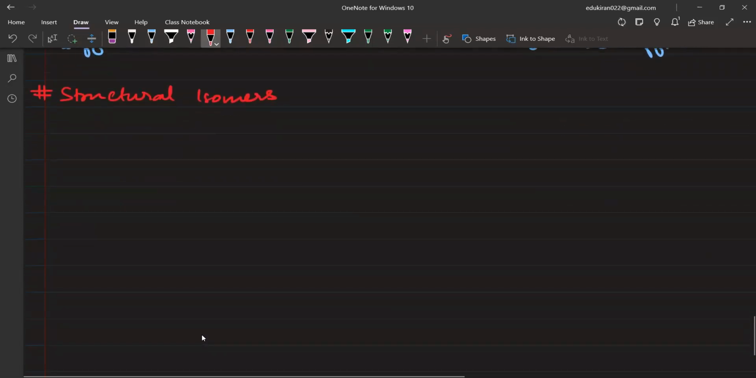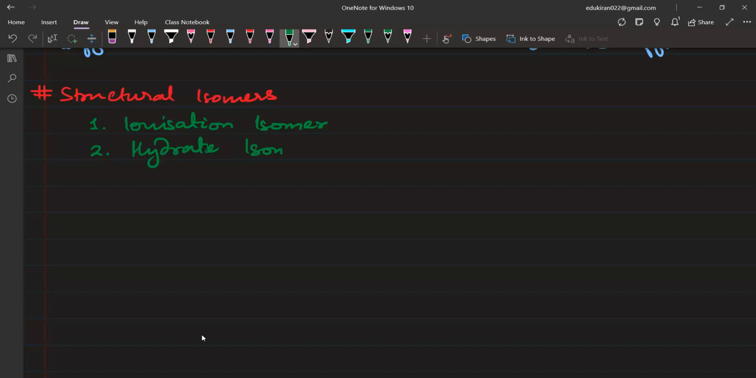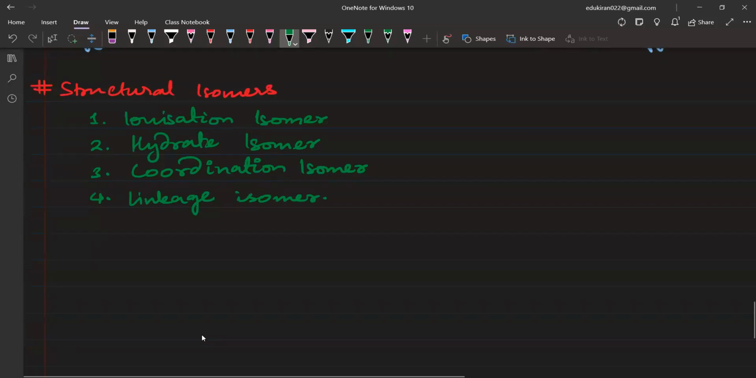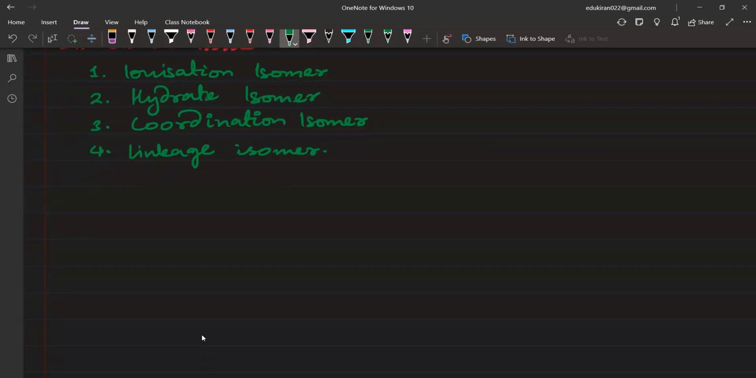Now, structural isomers are of various types. Number one, first of all, we are going to learn about ionization isomer. Secondly, we have hydrate isomer. Third, we have coordination isomer. Fourth, we have linkage isomer. Okay. In this, you'll write the number 1. Ionization isomer.